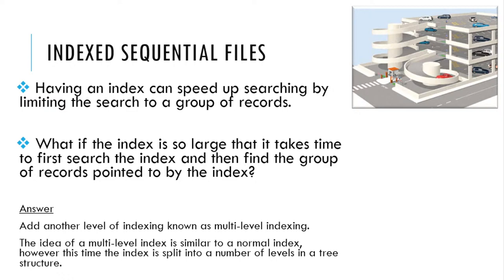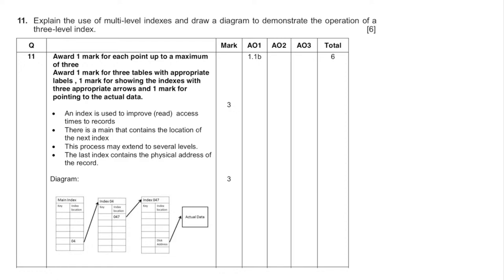Now, I just want to take a look at an exam question on this, because they look weird. They look terrifying, but they're really not. So what I've done is I've got an exam question. It says, explain the use of multi-level indexes and draw a diagram to demonstrate the operation of a three-level index. Now, we did this in class. Award one mark for each point up to a maximum of three. Award one mark for three tables with appropriate labels.